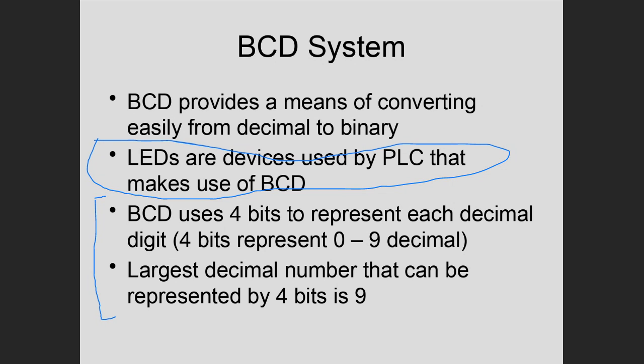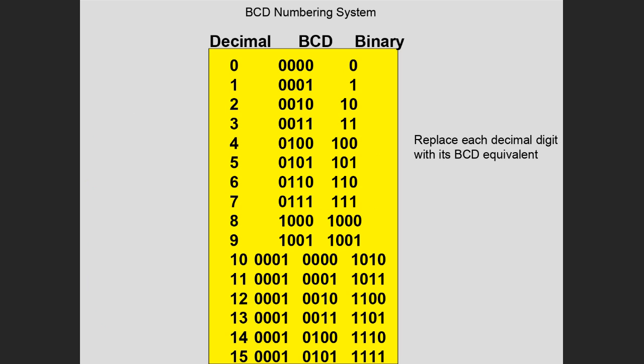And it's easier for me to show you this chart than trying to explain it. So here's what I'm trying to tell you. Look at this chart. Right here we have binary, we have BCD, and then we have decimal. So compare the decimal column to the BCD column. If I want to represent the decimal number 0, then I use 4 BCD bits, 4 zeros. If I want to represent the decimal number 1, I have to have 4 zeros and a 1.